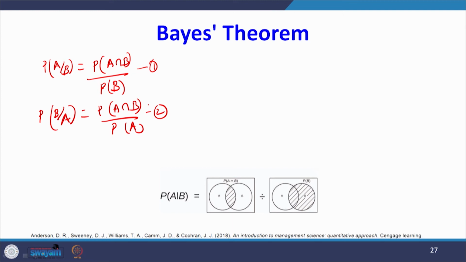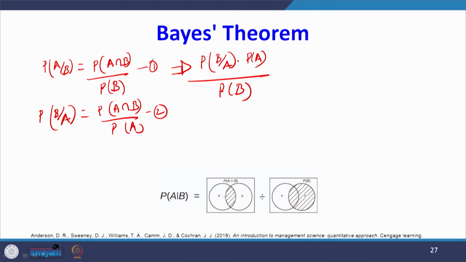Look at this: the numerator of expressions 1 and 2 is the same. So, in this expression, instead of the numerator A intersection B, I can write P of B given A multiplied by P of A, upon P of B. This expression is nothing but your Bayes conditional probability. So, P of A given B is equal to P of B given A multiplied by P of A, divided by P of B.